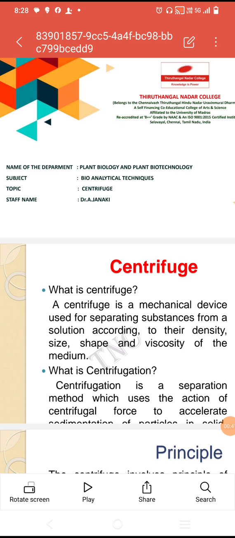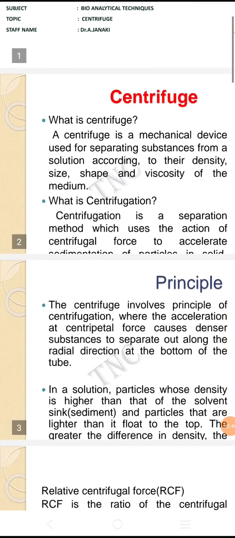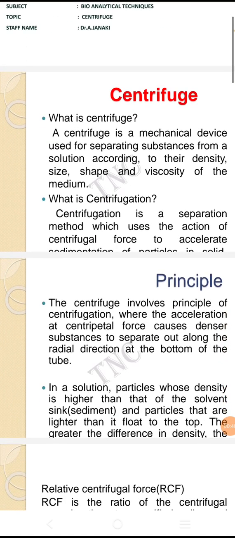A centrifuge is a mechanical device used for separating substances from a solution according to their density, size, shape, and viscosity of the medium. This is very much important. We can take it down: based on the size, shape, viscosity of the medium, and another one is density.